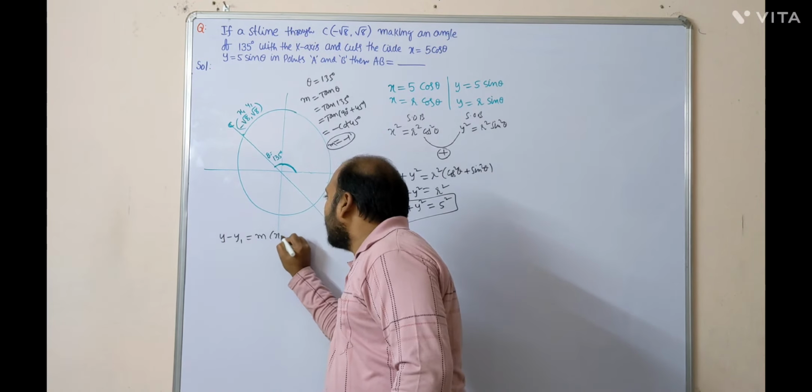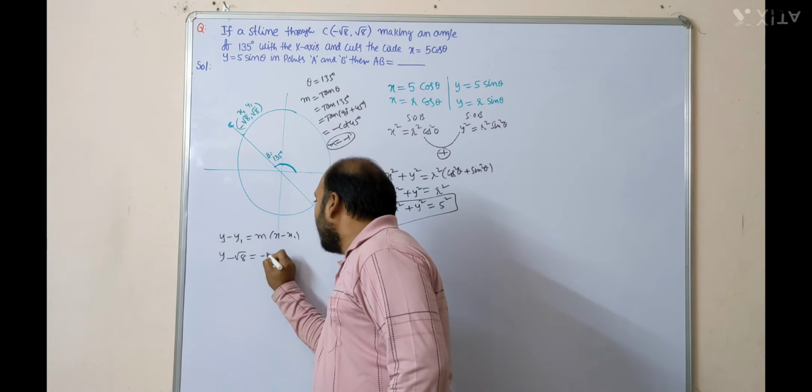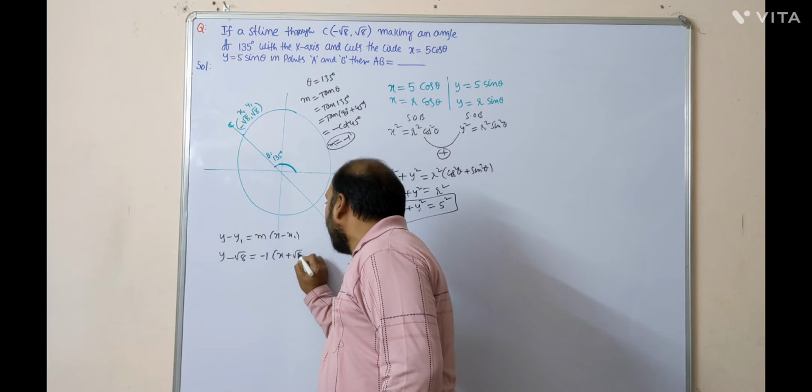Dear students, remember, circle means not only this first year concept we are applying here. Point slope form, everywhere you should be perfect in the competitive exams. Not only in EAMCET, JEE also. So y minus y1, the value is root 8. y minus root 8. m value minus 1. x minus of minus root 8, plus root 8.